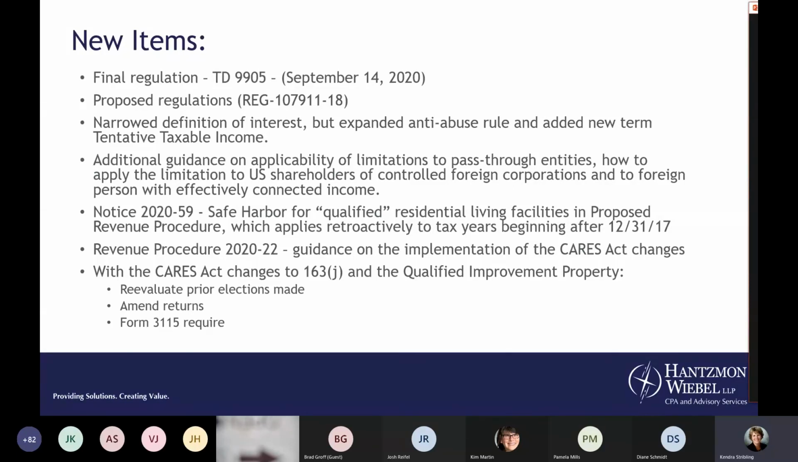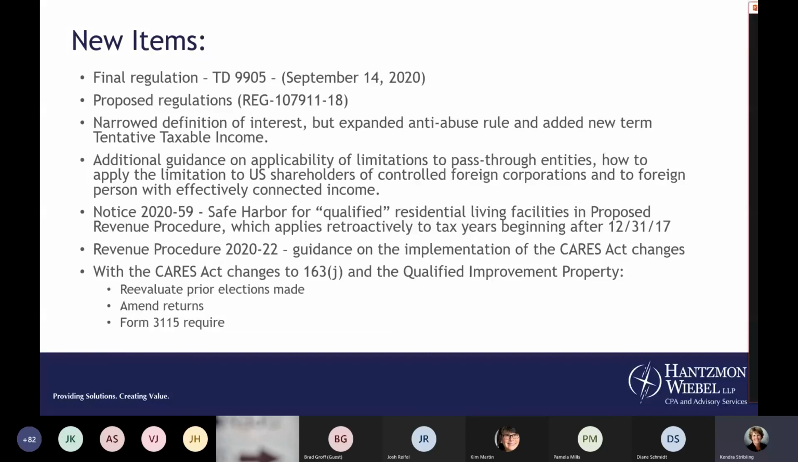Revenue Procedure 2020-22 was issued to allow for a late election or withdrawal of a previously filed election for tax years 2018, 2019, 2020. Amending returns to take advantage of QIP bonus depreciation would require a 3115 filing.